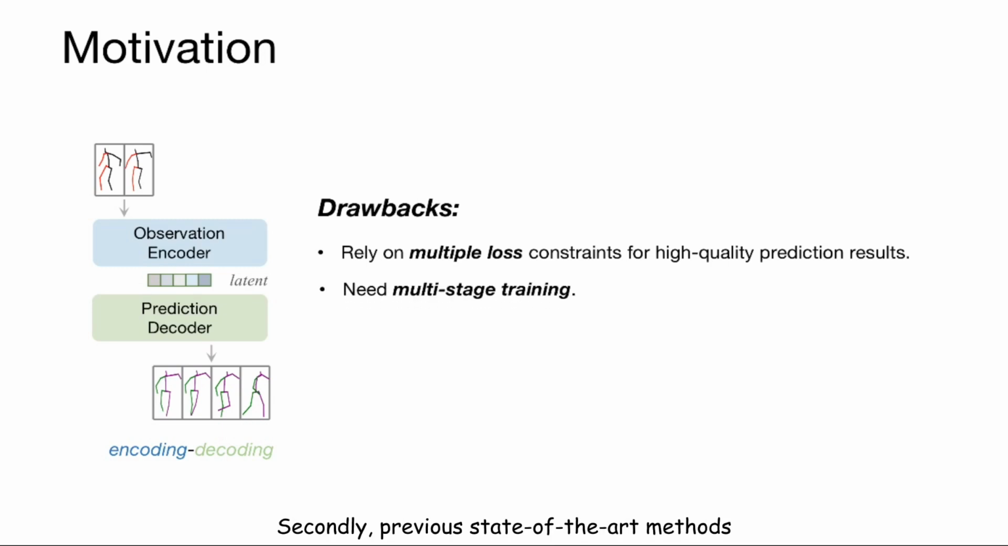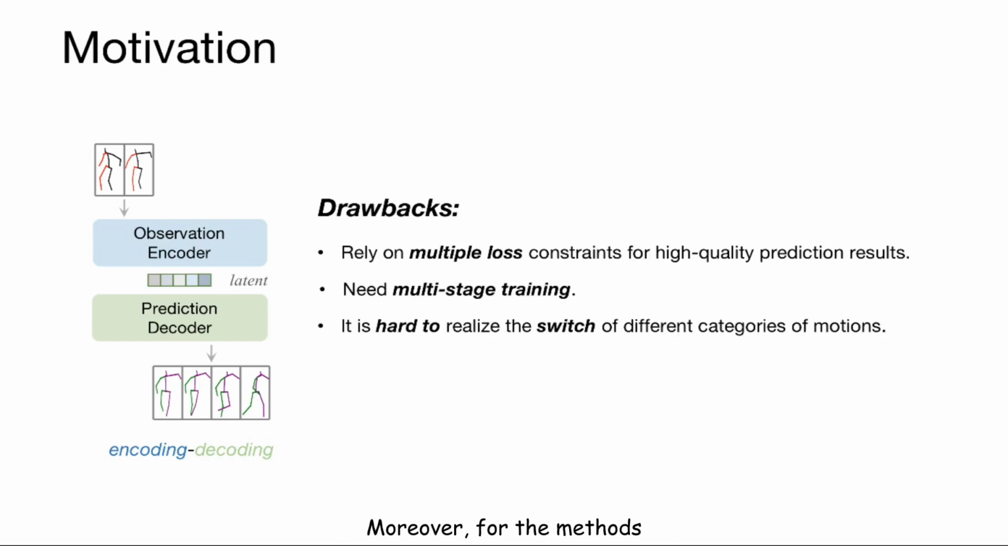Secondly, previous state-of-the-art methods need multi-stage training. That is to say, the learning of the encoder, decoder, and sampling in the latent space is performed in different stages. Moreover, for these methods, it is hard to realize the switch of different categories of motions, like switching from walk dog to sitting, which is pivotal for result diversity. The reason is that these methods are largely limited to observed motion sequences for prediction, which include few such switches.